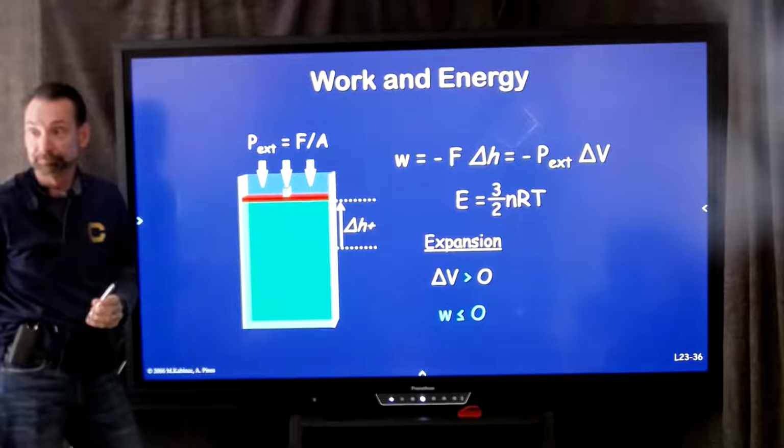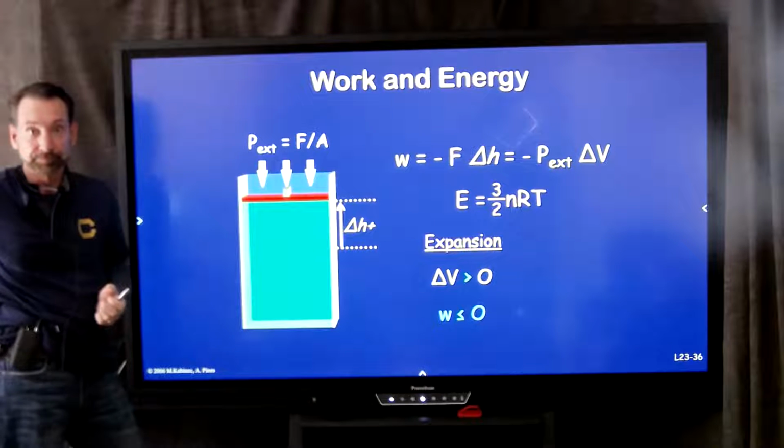Is there a question? Yes, there's a little bit of confusion on what a state function is.